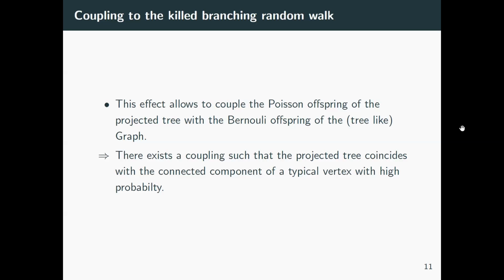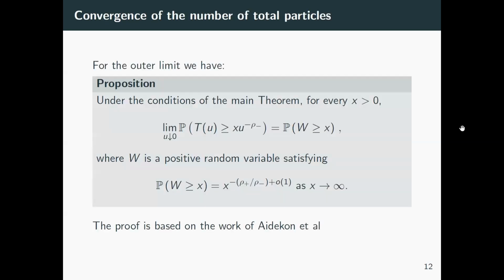So the connected component actually looks like a tree in the graph limit, and we can couple it to this certain killed branching random walk. This is one of the main ingredients here. And now I just want to give you, this is my last slide. I just want to finish this up.